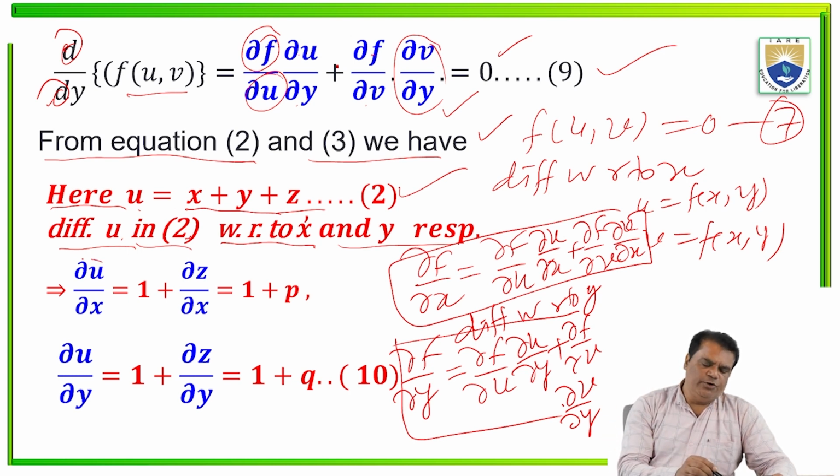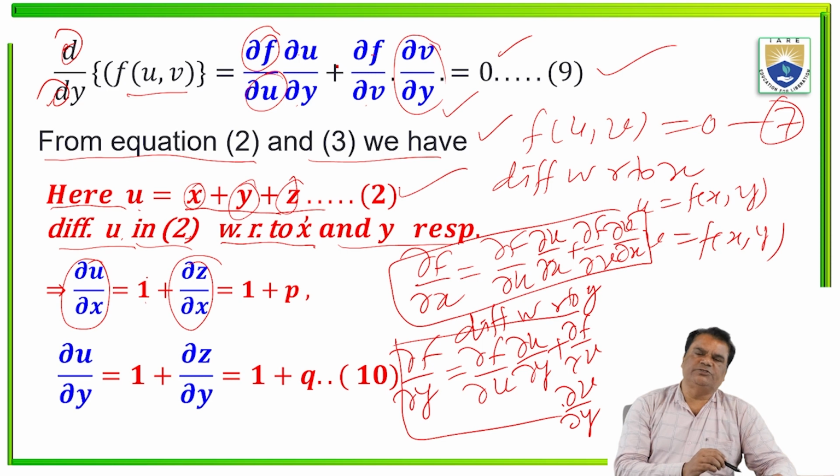So here ∂u/∂x equals the differentiation of x, which is 1, plus y, which is constant here, keeping y as a constant when we differentiate with respect to x. And the differentiation of z is ∂z/∂x. So we get ∂u/∂x equals 1 plus ∂z/∂x. But ∂z/∂x is p, we have already discussed this topic. So we can write 1 plus p.